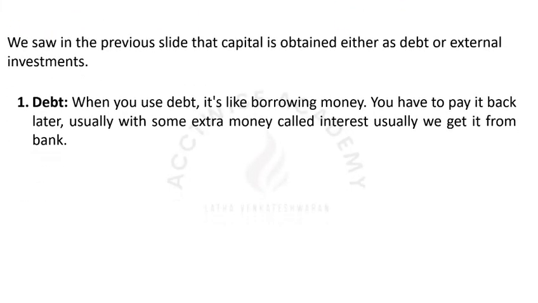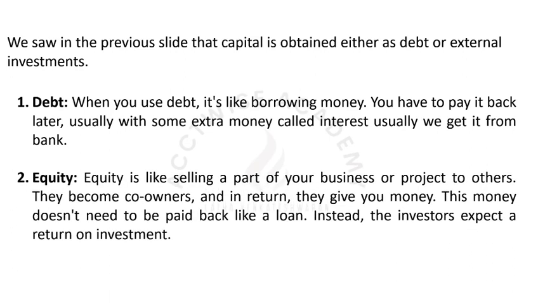We saw in the previous slide that capital is obtained either as a debt or as an external investment. Now let us see what is debt. When we use debt for our investment, it's like getting a loan or like borrowing money. You must give the money back later, and usually you also need to pay a little extra money called interest. You often get these loans from a bank.